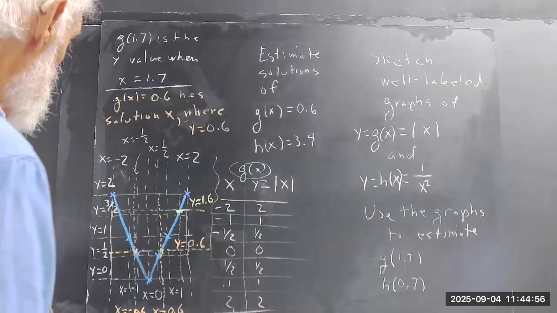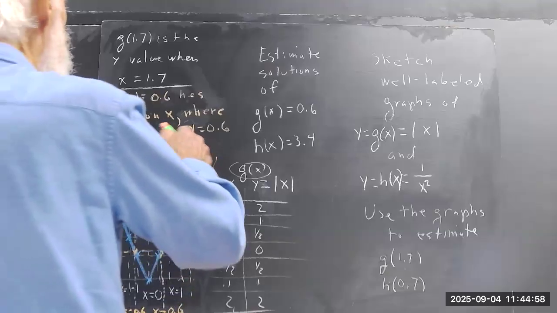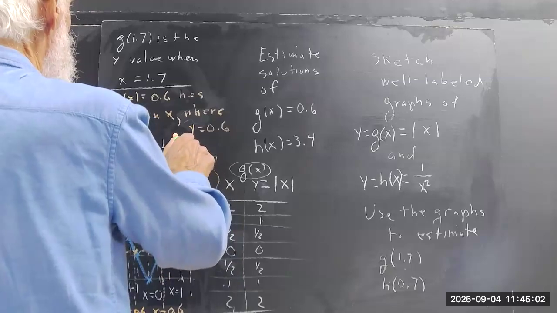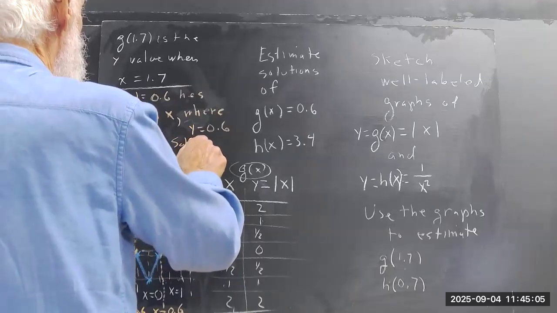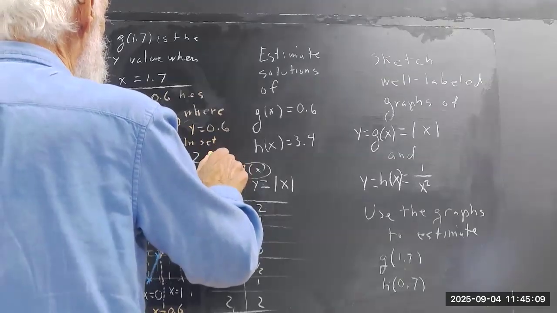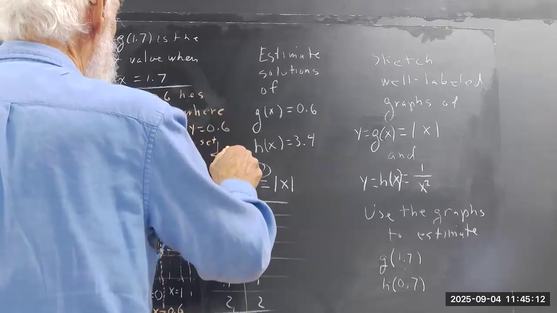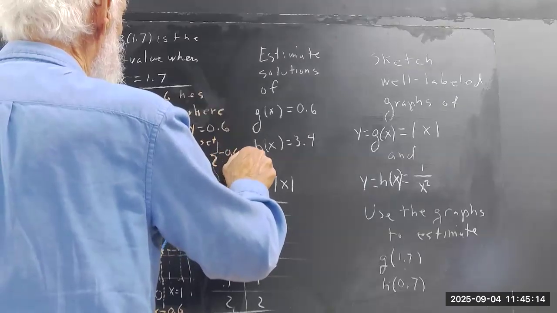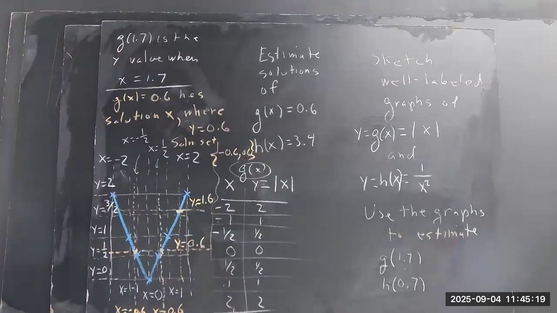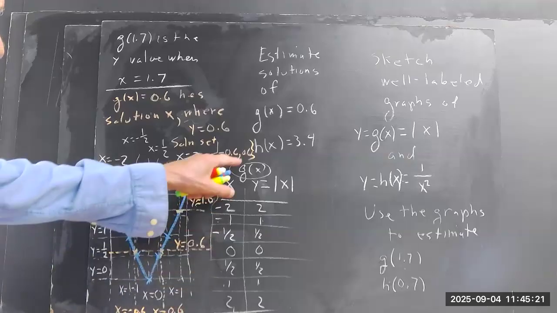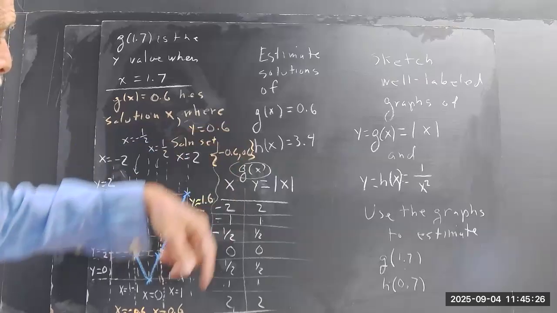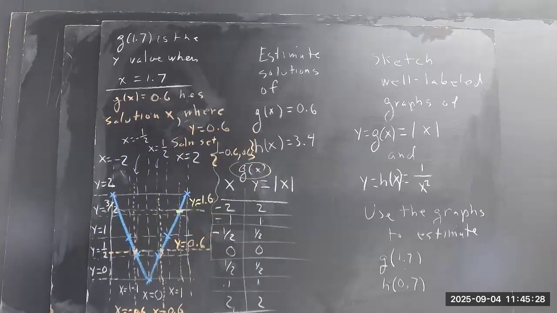I don't have enough room to write. Should have used a bigger board here. But the solutions are... I'll say the solution set is negative 0.6, 0.6. Again, I'm cramped, so this 0.6 isn't written very big. I had to squeeze it in with the brace to miss the H.